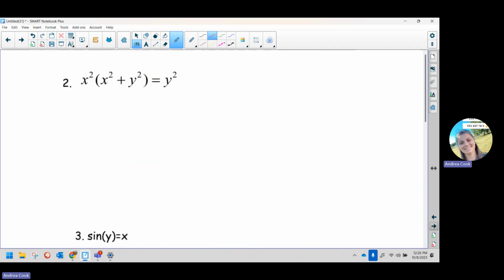All right, so this next one, do you want to distribute first? Is that how you would approach this problem, or do you want to do product rule? Distribute, okay. So if I distribute, I'm going to get x to the 4th plus x squared y squared equals y squared.